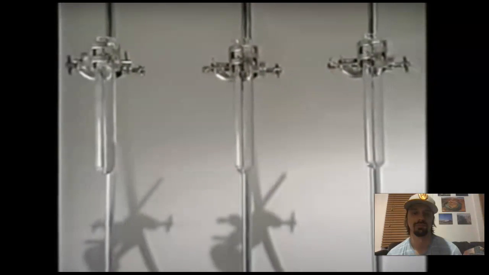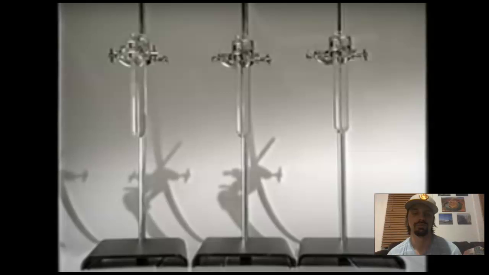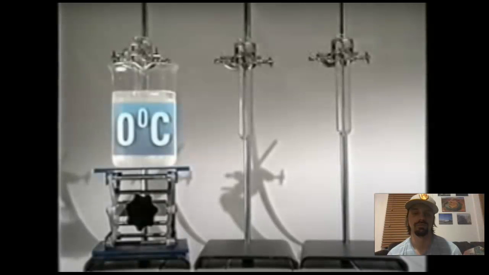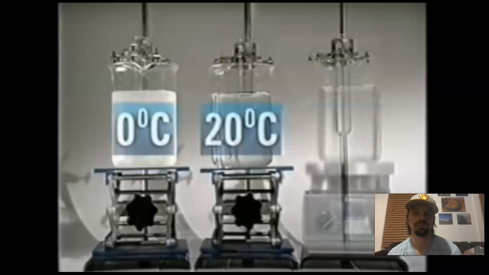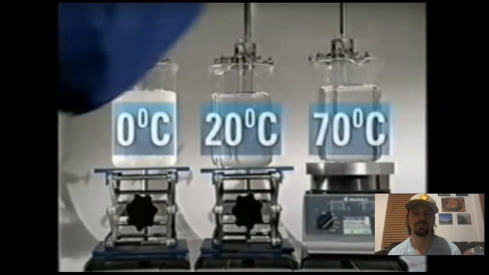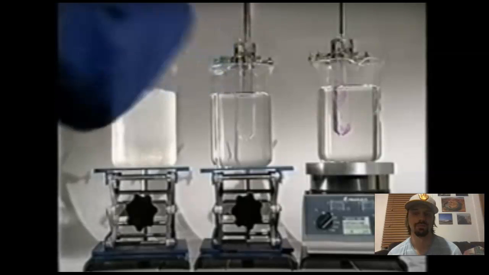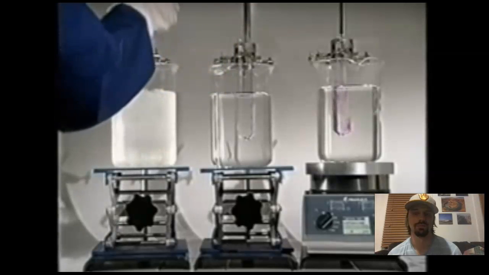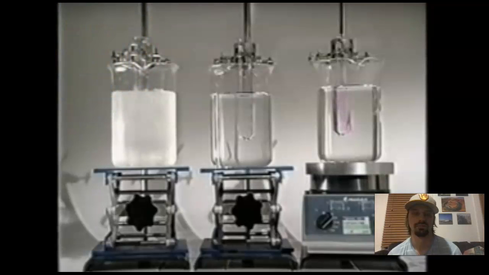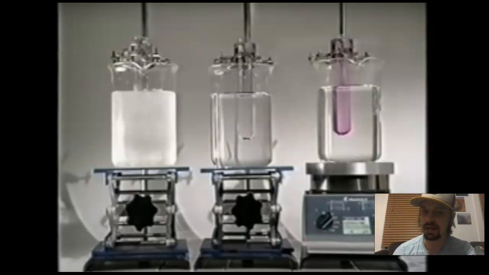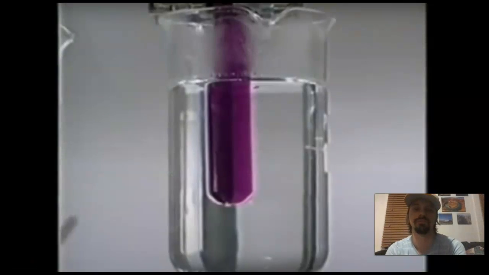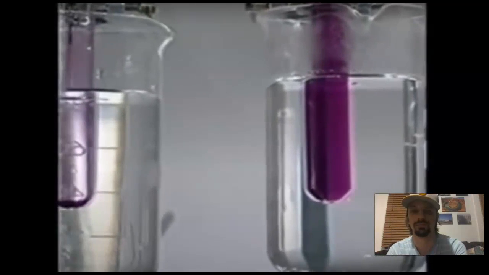These three tubes containing water are immersed in baths at different temperatures, 0, 20, and 70 degrees Celsius. A crystal of potassium permanganate is placed in each. Where do you think diffusion would happen the fastest? In the hottest or the coldest beaker? After 10 minutes, diffusion in the hot water is almost complete.